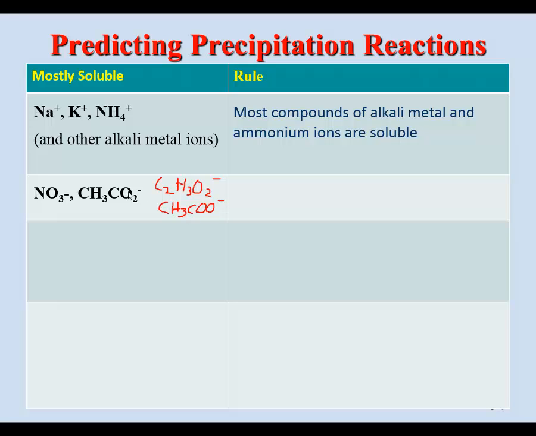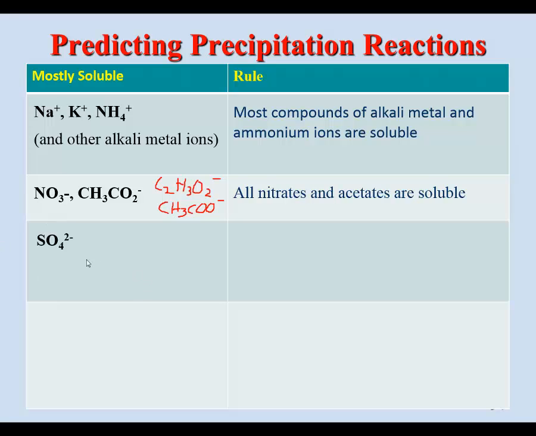Or if I see nitrate with any of my cations, I expect they're very soluble. So whenever you see nitrate-containing salts or acetate-containing salts, predict that you're going to have a soluble ionic compound that should be dissolved in water. So they're not forming a precipitate in this case, if I have those paired up.